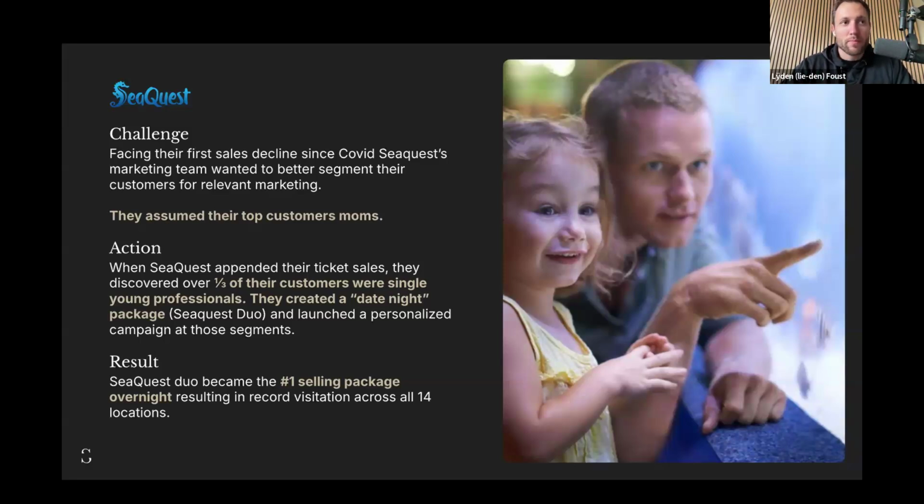First of all, they were right. Moms were the big customer for them, but they were a lot higher income than what they expected. The second thing surprised them. A third of their customers were actually young professional singles.